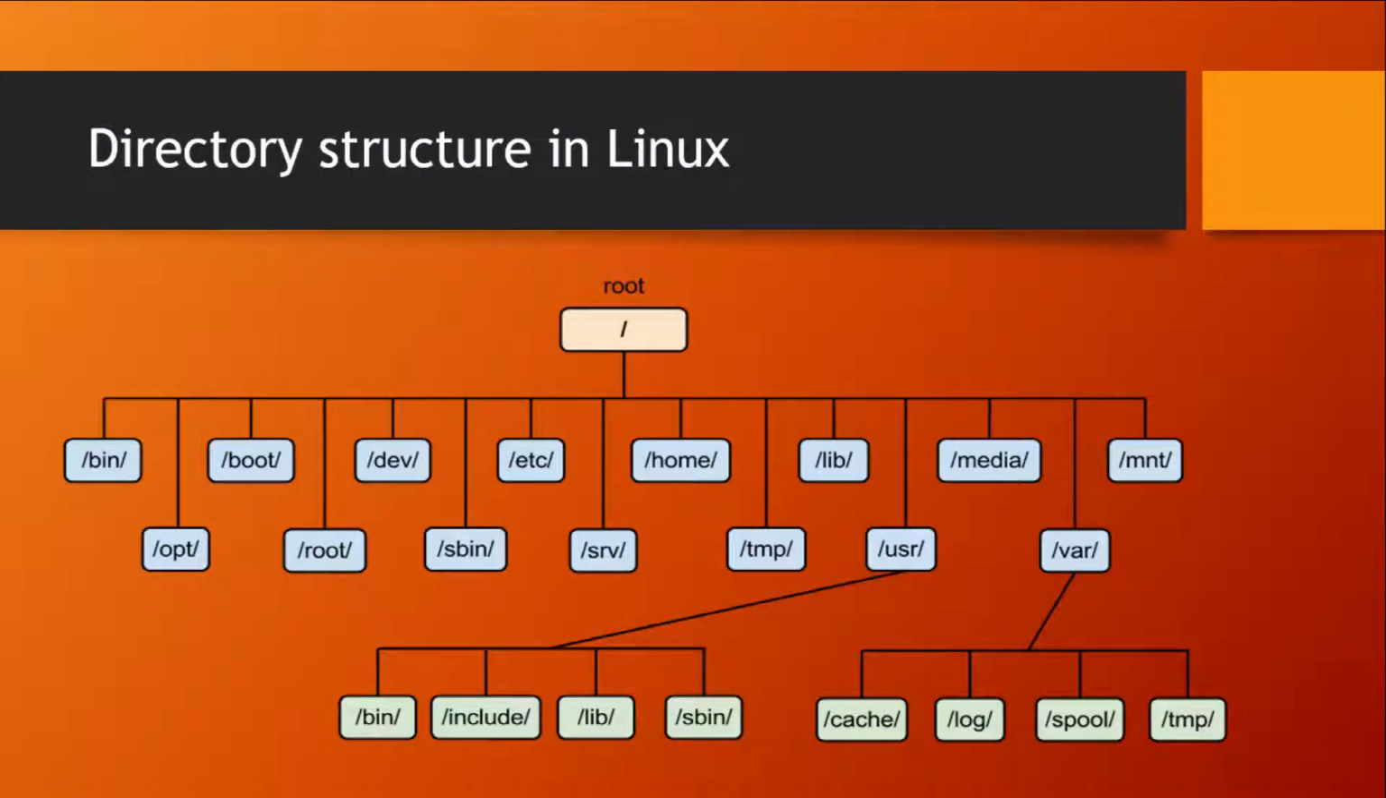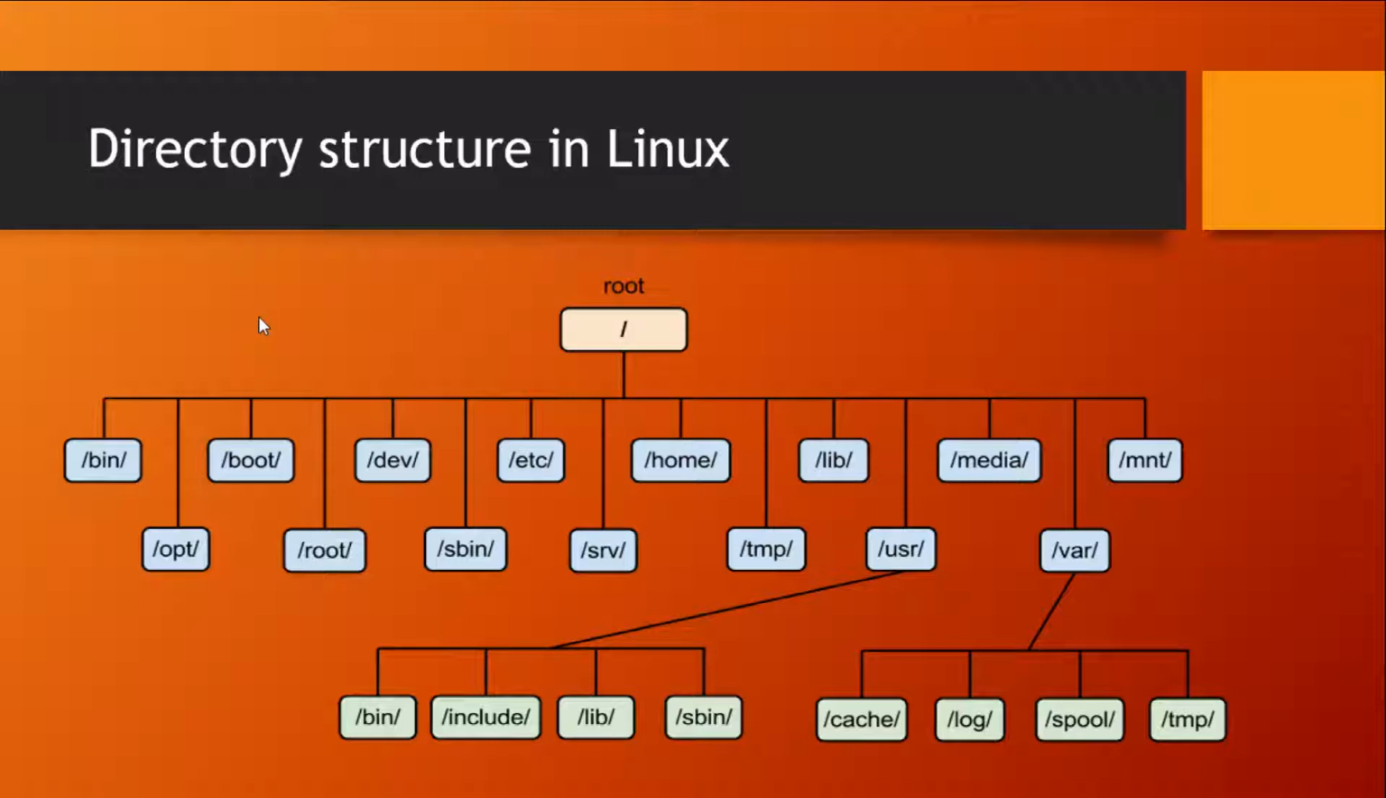Hey guys, let's talk about directory structure in Linux. In the Linux system, the start of a file system is a directory called root or slash. And every single file or directory that resides in a Linux system resides inside this root directory. Only a special user called root can write to this directory.